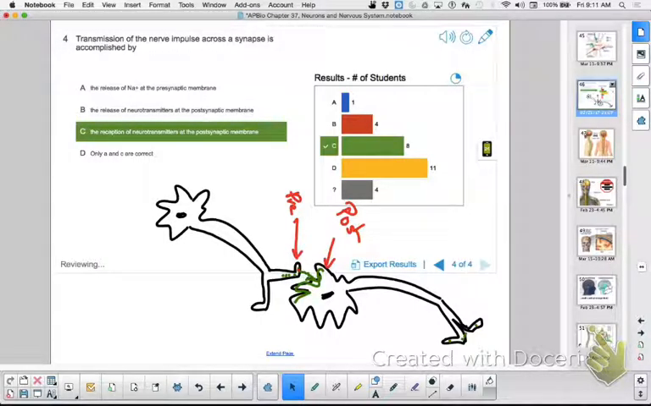So synaptic integration. The postsynaptic neuron adds up all the excitatory and inhibitory messages of all the synapses and determines whether to send the message as an action potential or not. Integration occurs at the axonal hillock, where the axon emerges from the cell body. Closer to the hillock, the greater the vote.